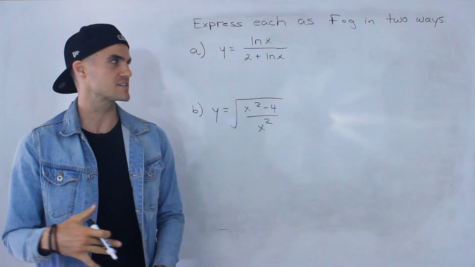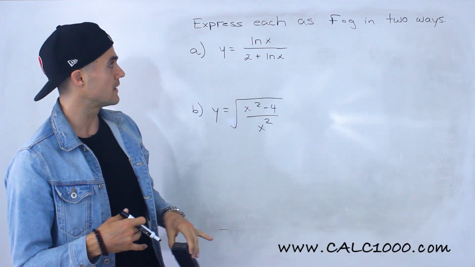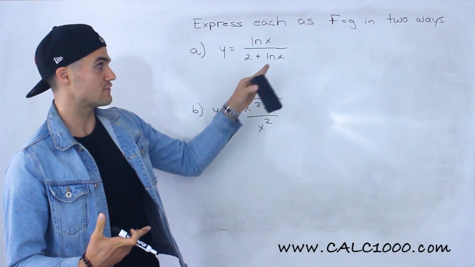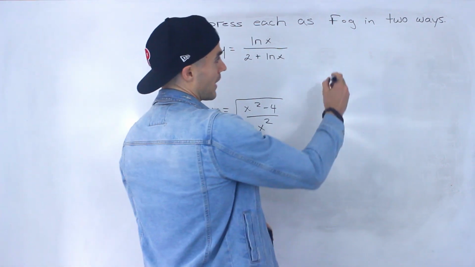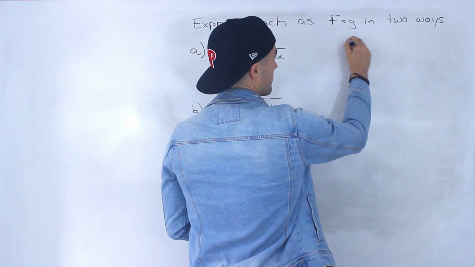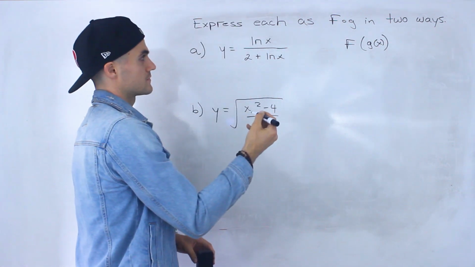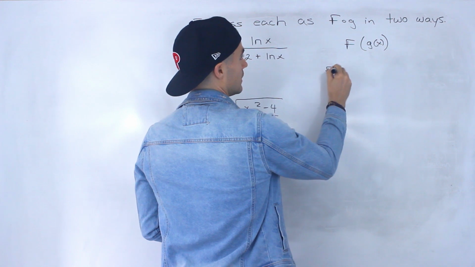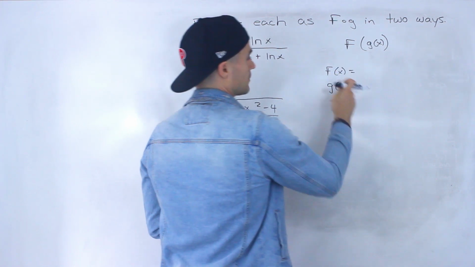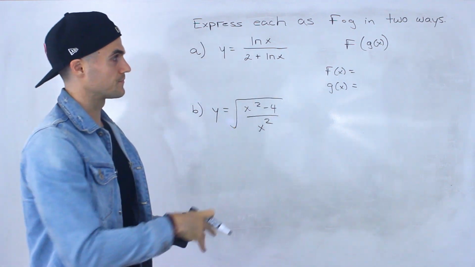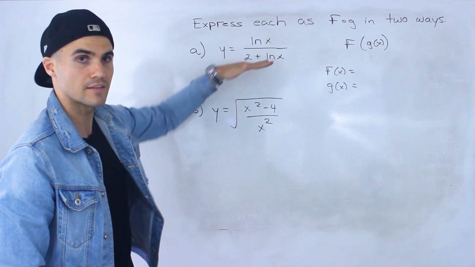Patrick here, and in this video, very similar to the previous example, we've got to take these two functions here and express each of them as f of g in two different ways. So remember, f of g is the same as f of g of x. What we've got to do is state some cases where we could present two separate functions, but when we take f of g of x, we end up getting these functions here.